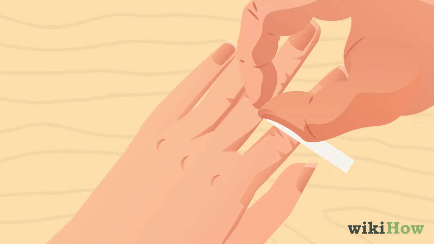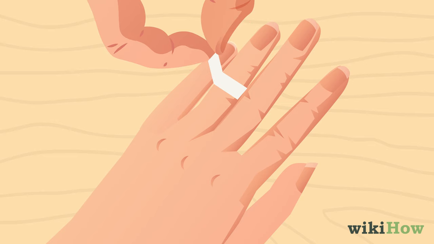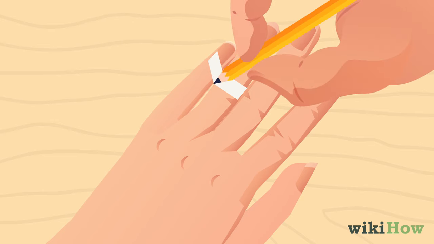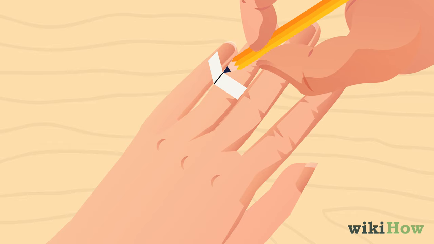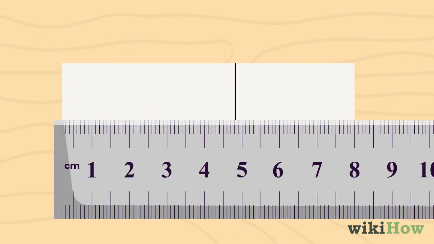Wrap the paper around the knuckle, right above where you want to wear the ring, since the ring will need to be big enough to slide over the knuckle. Draw a line where the strip of paper overlaps the end that's touching your finger. Then unroll the paper and measure from the end to the mark.